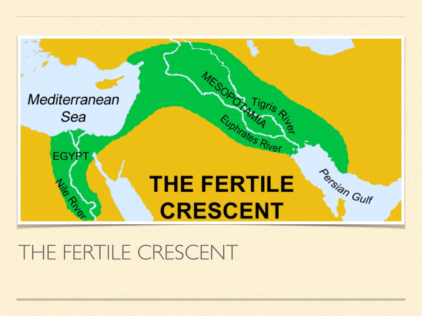Here you have a map of the Fertile Crescent. You can see that it stretches all the way from the Nile River in Egypt, all the way along the Mediterranean coast, and then down through Syria and Iraq and into the Persian Gulf. And it's making kind of a crescent moon shape. That's why they call it the Fertile Crescent.